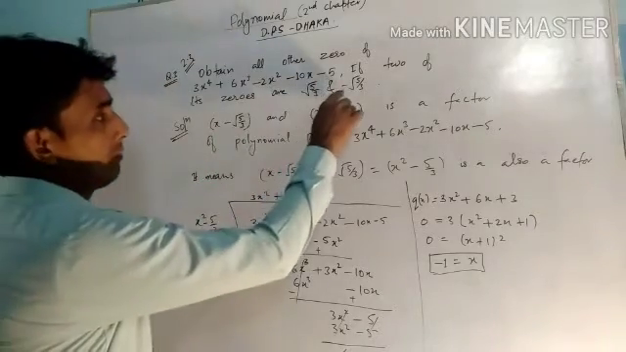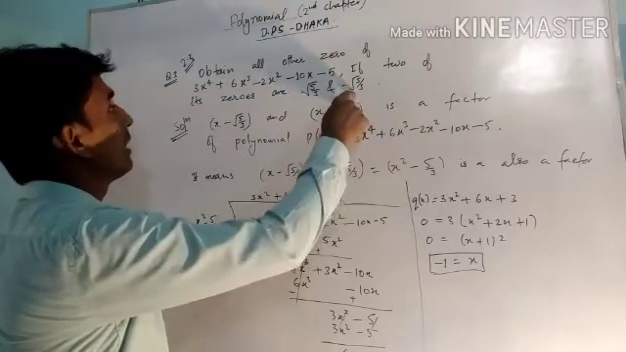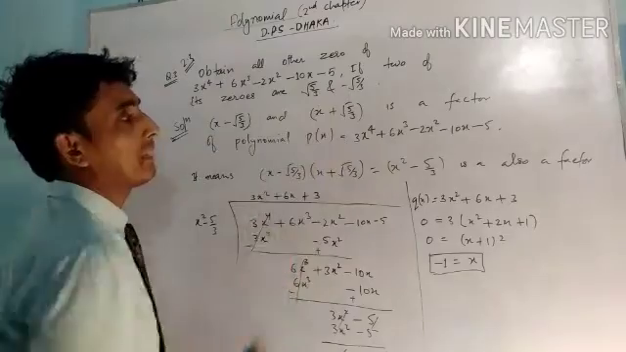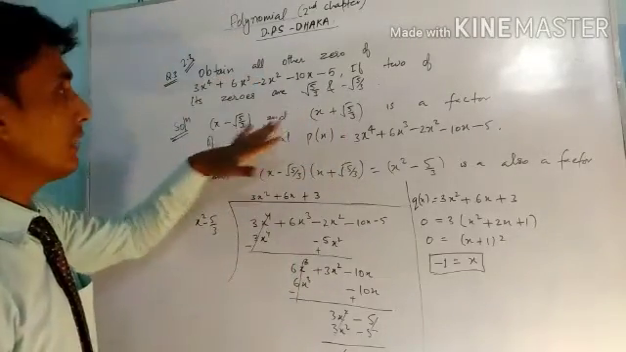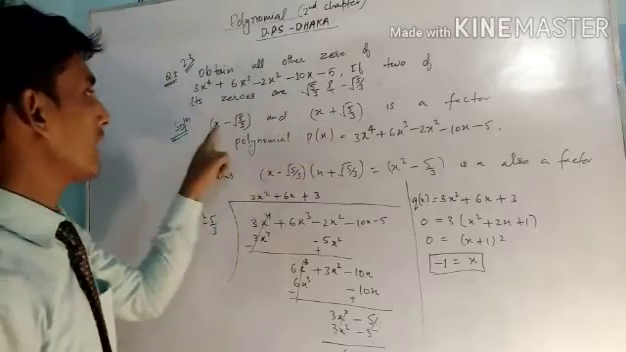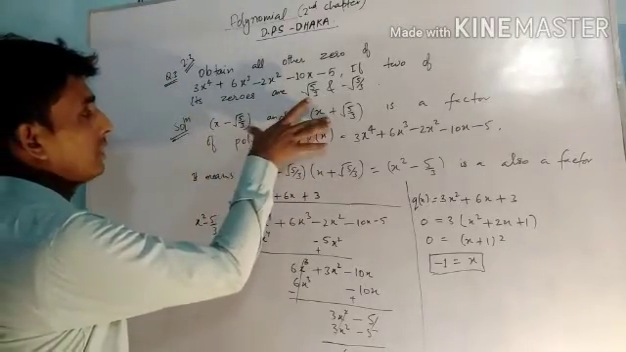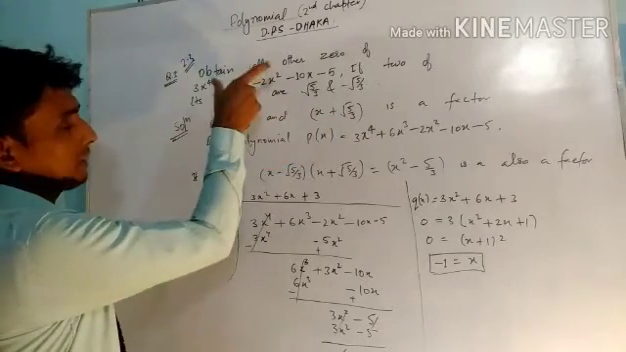Similarly, if minus root 5 by 3 is a root of the polynomial, then x plus root 5 by 3 must be a factor of the polynomial. Okay? Therefore, if these two are factors of the polynomial, the product of these two also must be a factor of the polynomial.